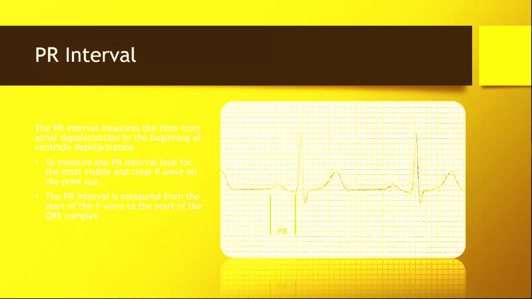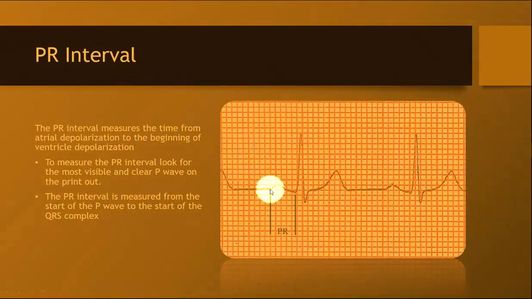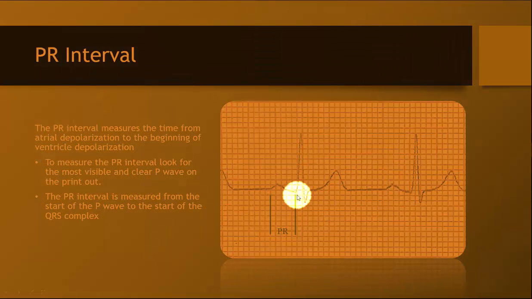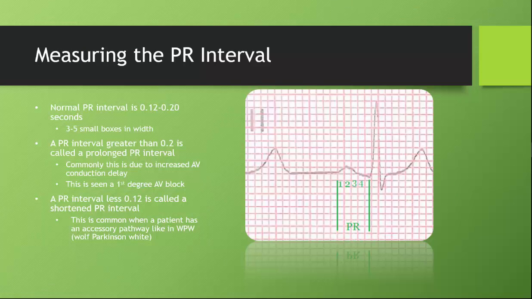Taking a look at the PR interval, it measures the time from the beginning of atrial depolarization to the beginning of ventricular depolarization. To measure the PR interval, find the most visible P wave on your 12 lead printout, and measure from the beginning of the P wave to the beginning of the QRS complex. A normal PR interval is between 0.12 and 0.2 seconds, which would be 3 to 5 small boxes on your EKG printout.